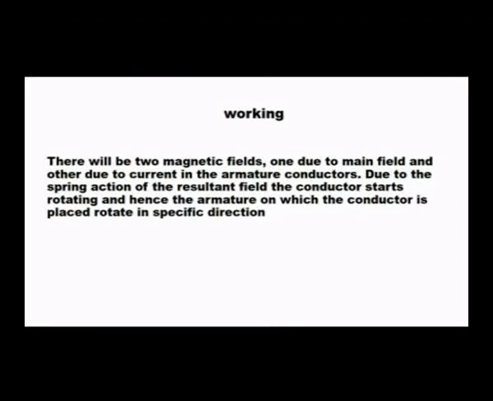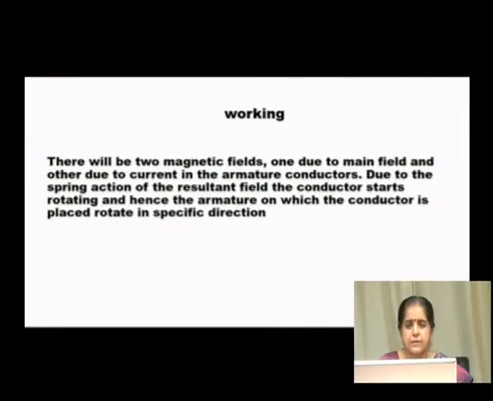So, how does this DC motor work? The DC motor works like this. There will be two magnetic fields, one due to the main field. That is, the conductor is placed in the magnetic field, and that field is known as the main field. The other will be due to the current in the armature conductors. Students, all of you know that whenever a conductor carries current, there will be a magnetic field around that conductor. So there are two fields now.